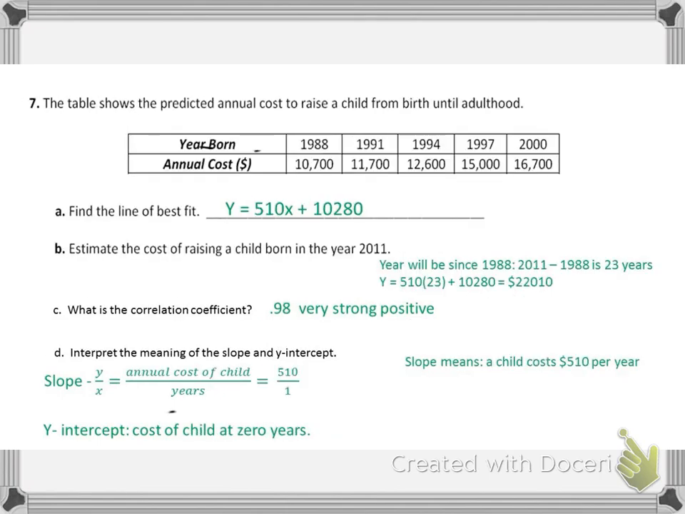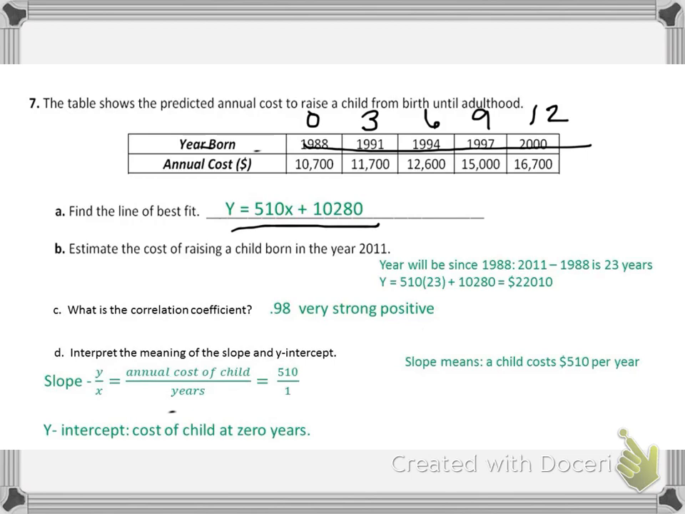Last one. Okay, table shows predicted annual cost to raise a child from birth until adulthood. So if you were born in 1988, the annual cost would be $10,700. If you were born in 1991, the annual cost to raise you is $11,700. Okay, so again, this is year 0. 88 to 91 is 3. Make sure you pay attention and put the correct number for X. Okay, so when I put this in Desmos, this is what I got for slope and y-intercept.